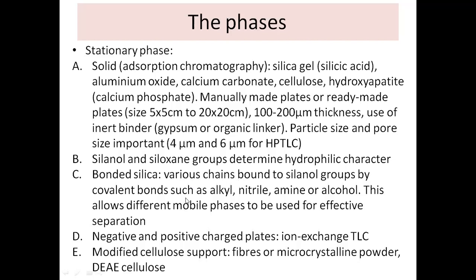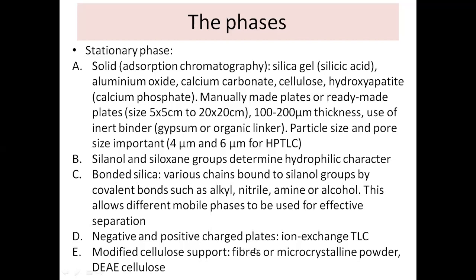Okay, then there are various other materials which are called bonded silica. So if the silanol groups are bound to different kinds of organic chains or organic molecules, like alkyl groups, or nitriles, amines, alcoholic groups. So if such functional groups are there on the surface of that silanol, okay, then that is called bonded silica. And with this variety of different functional groups on the surface, we can carry out the separation of different types of material, different types of samples. Okay.